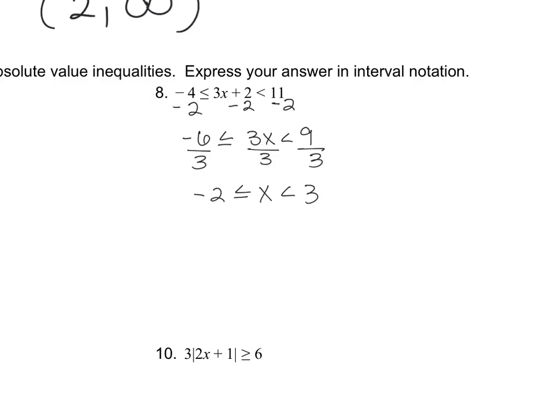When we write the interval notation for an and, the smaller number goes on the left side of our interval. The bigger number goes on the right side. So I'm going to have negative 2, comma, 3. Now I have to figure out brackets and parentheses. My left side says x greater than or equal to negative 2, so I get a bracket with negative 2. The right side says x less than 3, which means it gets a parenthesis.